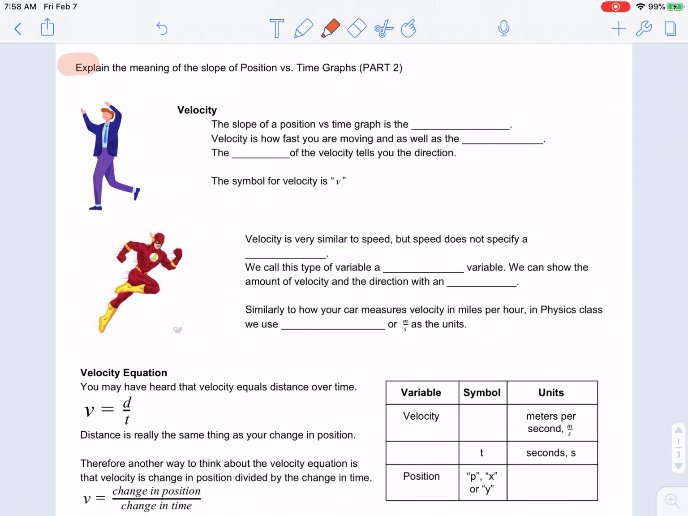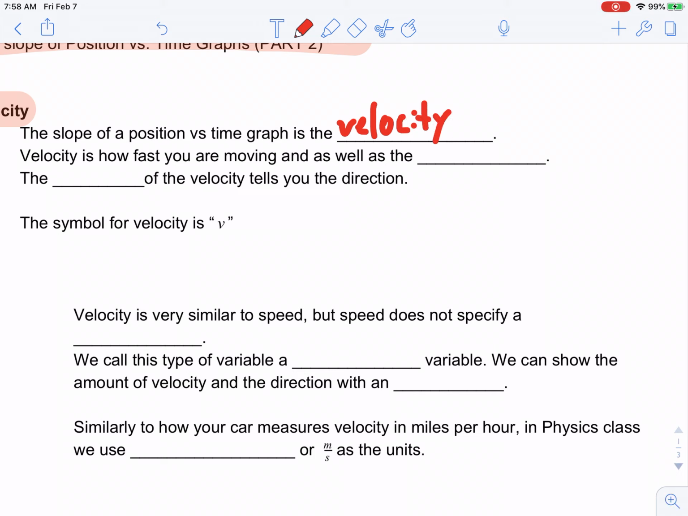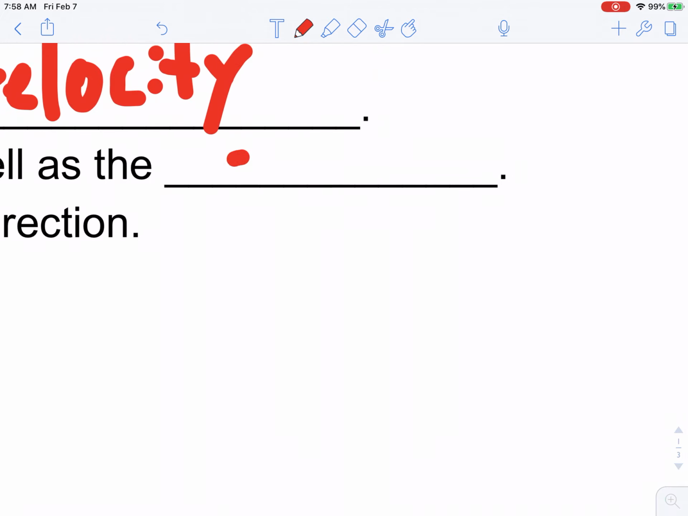Explain the meaning of the slope of position versus time graphs, part 2. Velocity. Let's figure out what this means in physics class. Well, you guys know that the slope of a position versus time graph is the velocity, rise divided by run, on those types of graphs. And velocity is how fast you are moving as well as the direction.